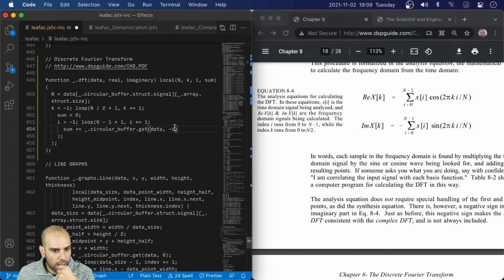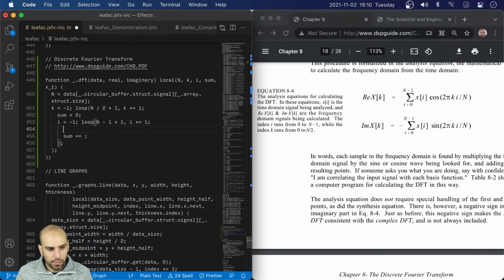Then, so this is going to start at the most recent. I'm thinking if this isn't reversed. Well, I'm just adding stuff, so it doesn't really matter if I'm getting this reversed, right? And then, this is xi. So maybe I'll have a variable called xi. There you go.